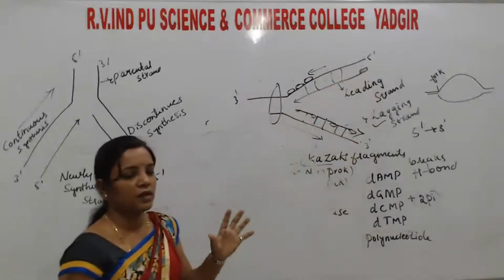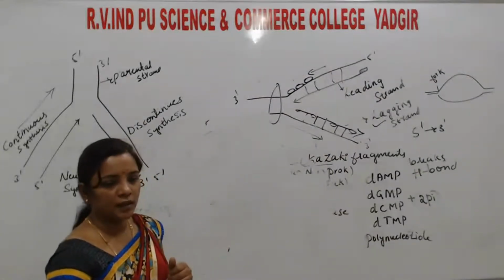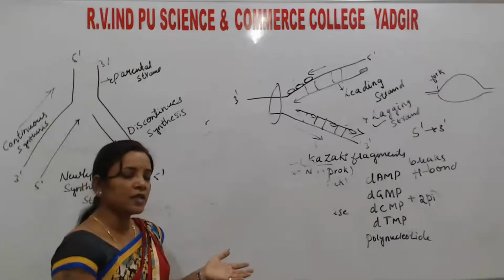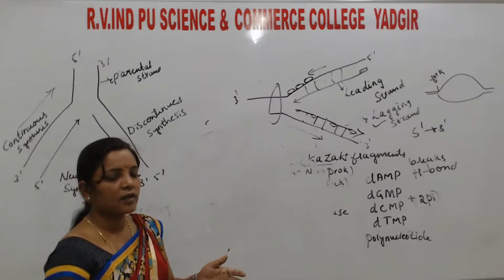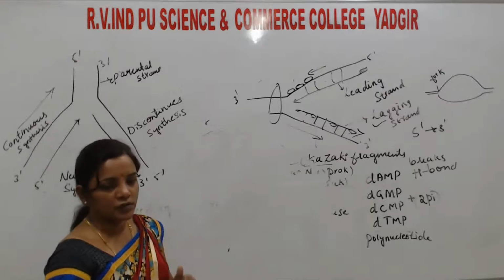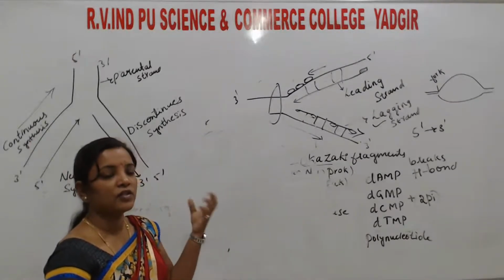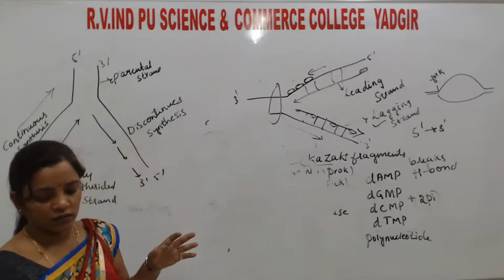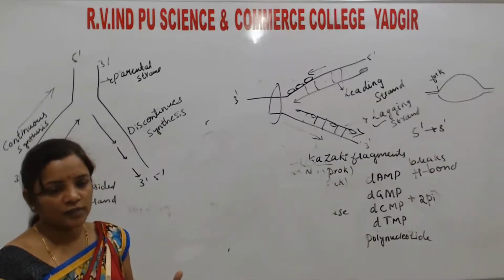So these are complementary. The newly synthesized DNA is complementary, right? Next, activation. The nucleotides are present as triphosphates. They are treated with the enzyme phosphatase and converted into monophosphates. Once they convert into monophosphates, activation of the deoxyribonucleotides will take place.